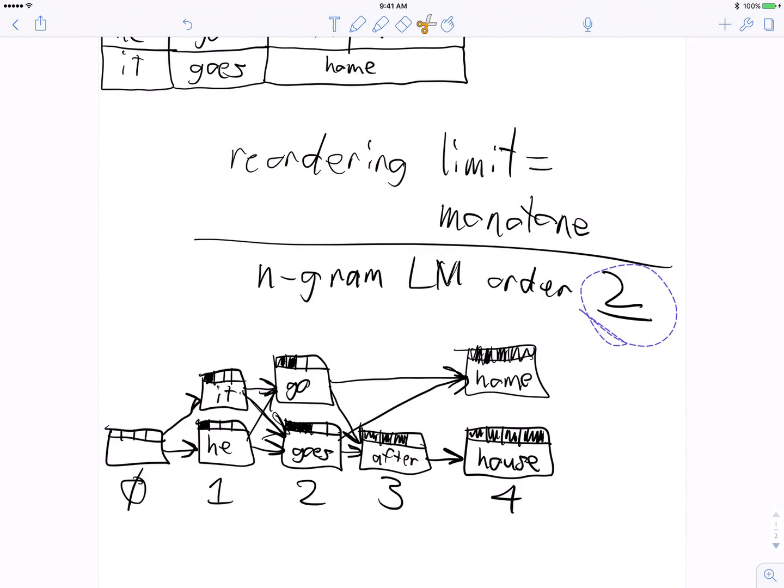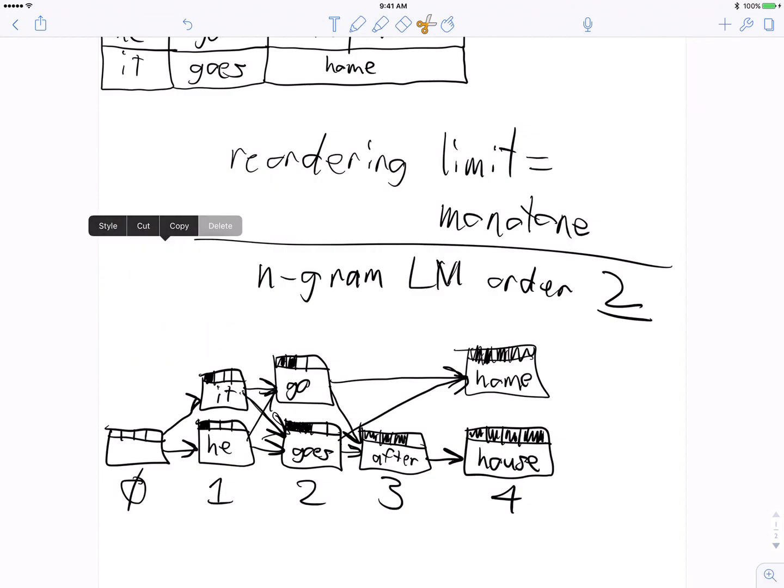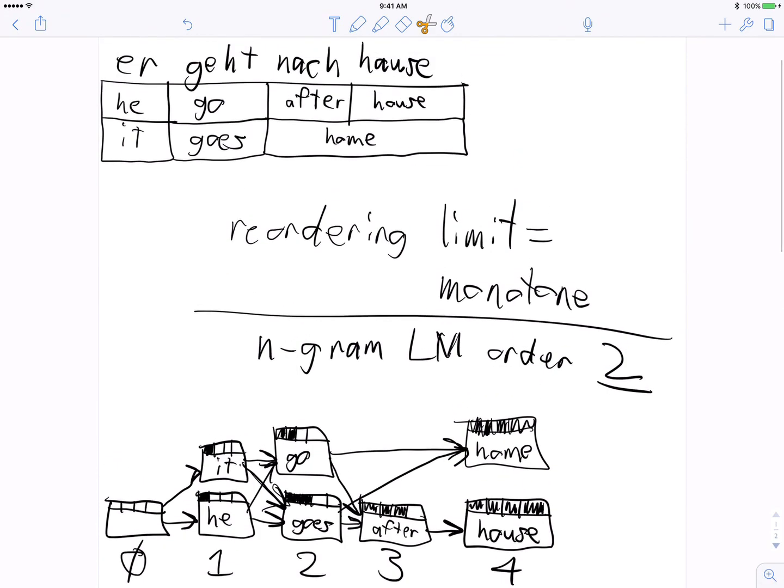This was also critically important because we can't know whether hypothesis recombination is allowed without knowing the n-gram language model order, because the n-gram language model order minus 1 tells us how far back in history we need to look when attempting hypothesis recombination. So that's it, a complete working example of going through from a source sentence, examining the translation options in the context of a specific reordering limit and in the context of a specific n-gram language model order.